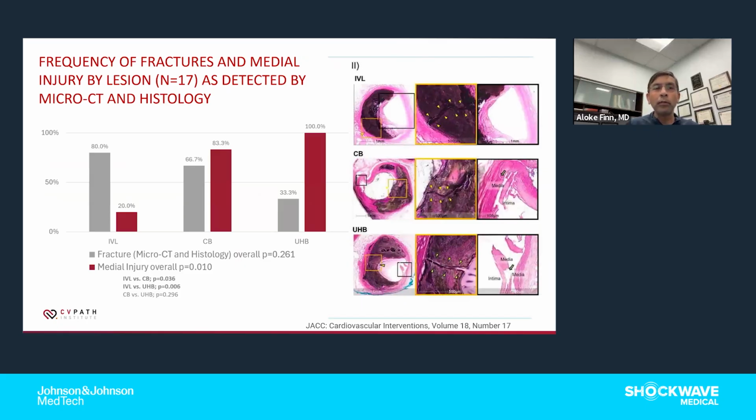Now, this is an important slide. Here we're showing the frequency of fractures and medial injury by lesion as detected by micro CT and histology.